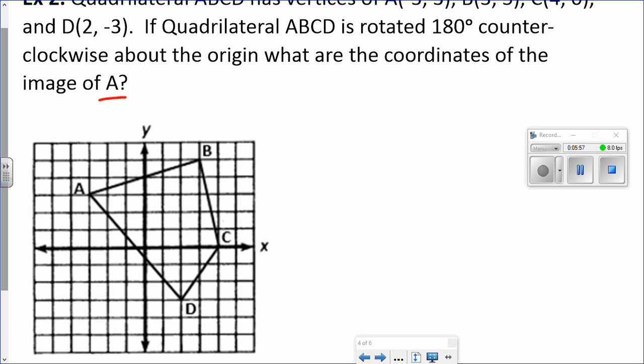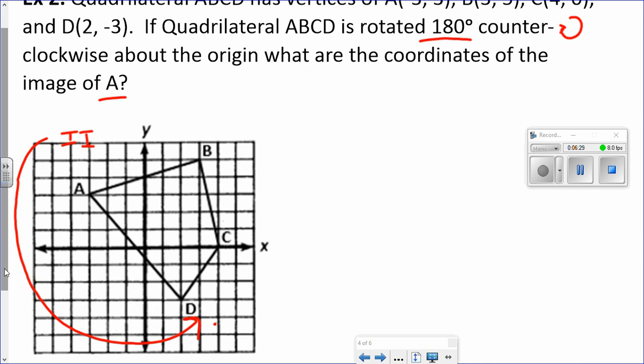We want to go counterclockwise, so remember we're going the opposite way of the clock. And we want to go 180 degrees. So 180 degrees means we have to move 2 quadrants. So if A is right here, already listed, we're in quadrant 2, and we want to move counterclockwise, so we're going to go this way. So we're going to end here, and then we're going to end here. So we know the point we're looking for is going to be over in quadrant 4.